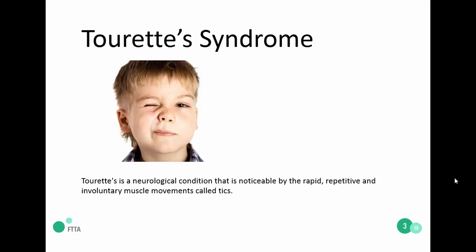So Tourette's is a neurological condition. Again, that word neurological has something to do with the brain, so it's happening in the brain. It is noticeable by rapid, repetitive and involuntary muscle movements, usually referred to as tics. Now, if you're not sure what Tourette's looks like, please go on the internet, go to YouTube, type in Tourette's Syndrome and watch three or four videos, and it'll give you a very good idea. 90% of people with tics also have another disability.